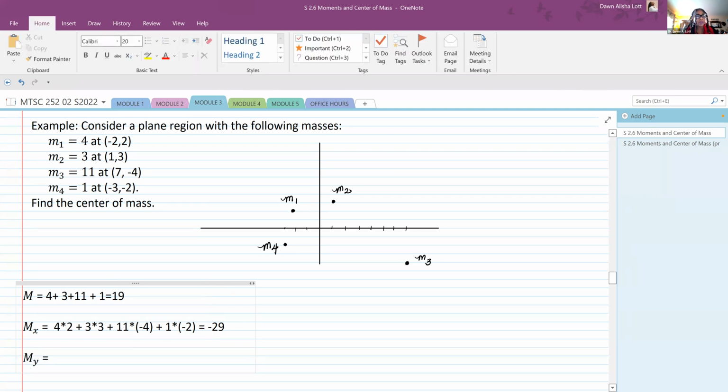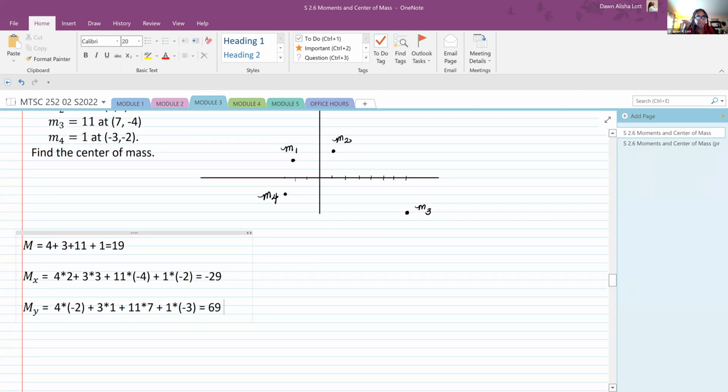Okay, so now we need to find My. And that's going to take the masses times the x values. So that's going to be 4 times -2 plus 3 times 1 plus 11 times 7 plus 1 times -3. And that's 69.